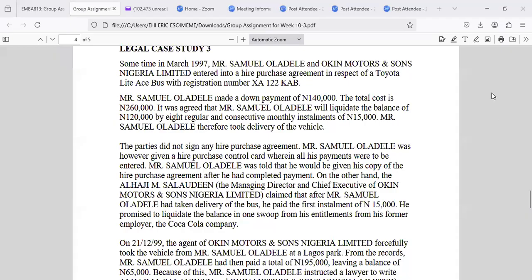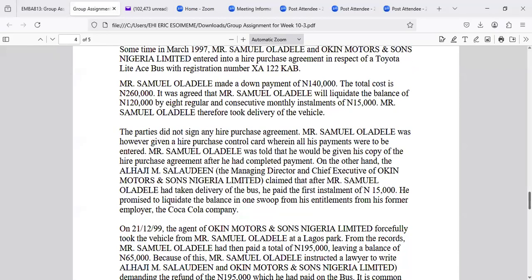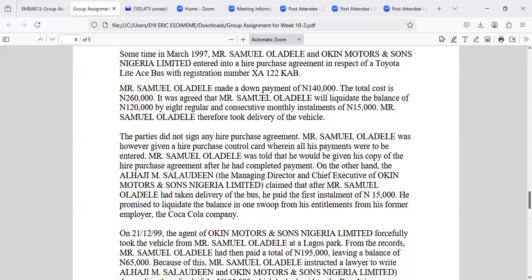In terms of the case study itself, the third one, so that we can know that we are making progress. So we have legal case study 3, because there are 4 of them. They will conclude with that final one. So this is the group 10 assignment, and this is legal case study 3. For this, you can see that it talks about sometime in March 1997, Samuel entered into a purchase agreement with Kim Motors in respect of a Toyota. Samuel made a down payment of 140,000, total cost 260,000. It was agreed that Samuel would liquidate the balance of 120,000.